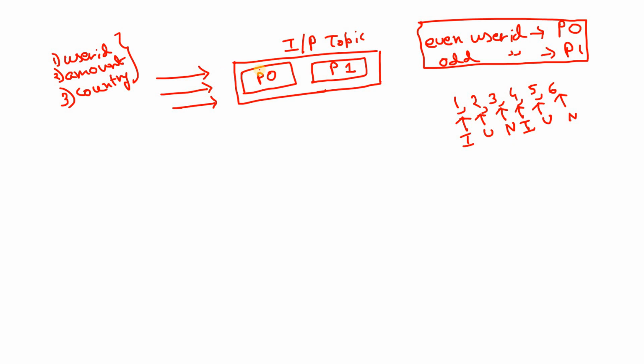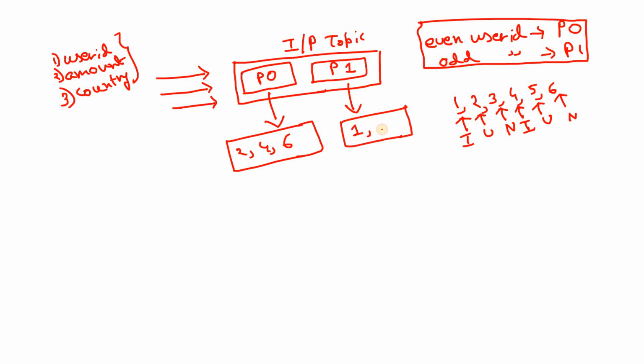Now, when the producer publishes the data based on this partitioning logic, how will the data be distributed? In P0, all the even user IDs will come, so in our case 2, 4, 6. And in the P1 partition, because all the odd user IDs go there, 1, 3, 5, these three odd user IDs will go here, right?